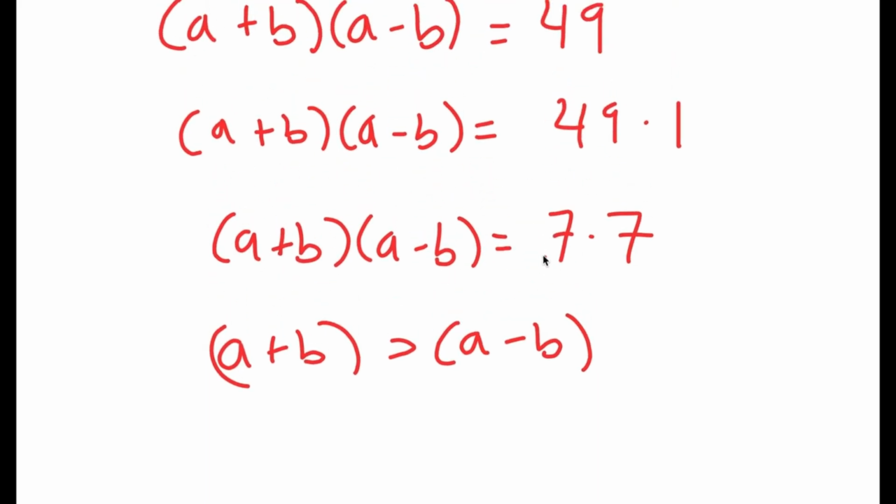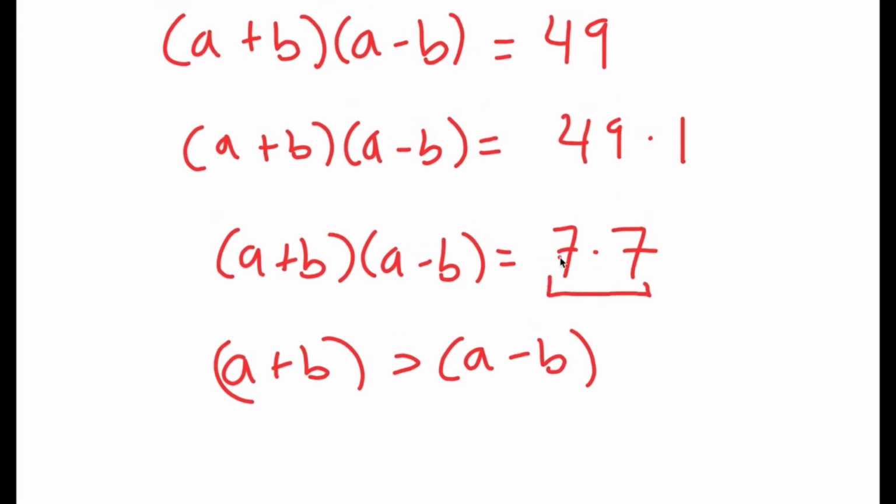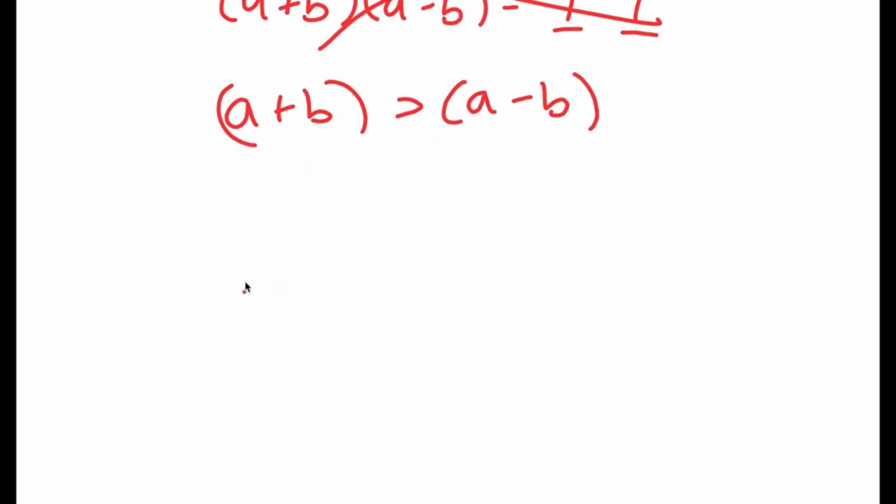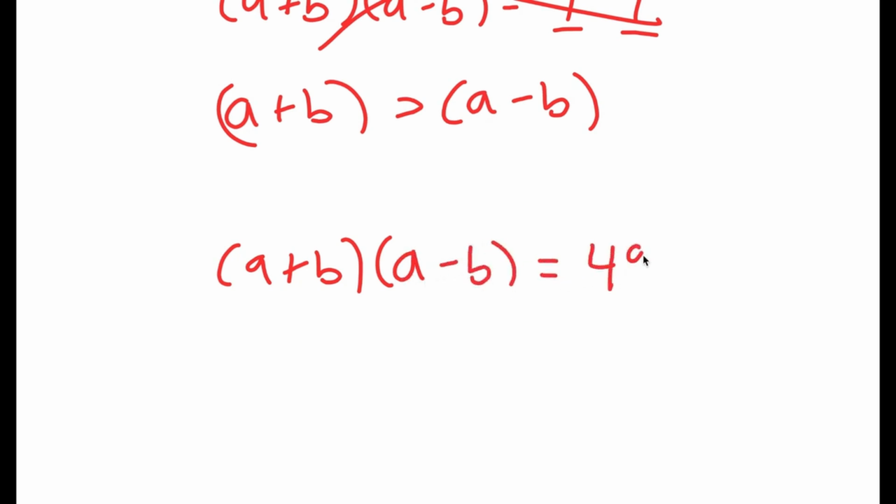this means that we can't rewrite a plus b times a minus b as 7 times 7, as 7 and 7 are equal. So this possibility is out of the way, and 49 times 1 is the only possibility here. Meaning we're going back to a plus b times a minus b is equal to 49 times 1.